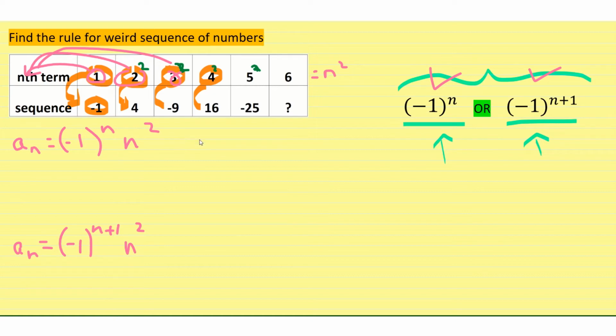We're going to try the first one, and we're going to say, we want to figure out what the third term is. So according to our equation that we're testing out, it is going to be -1 to the n, which is 3 in this particular case, and then it's going to be times 3, that's the n, 3 squared, and that is going to be equal.